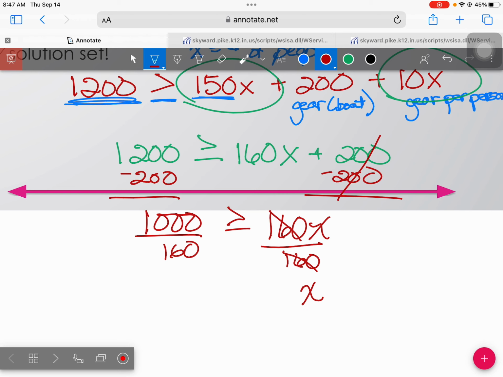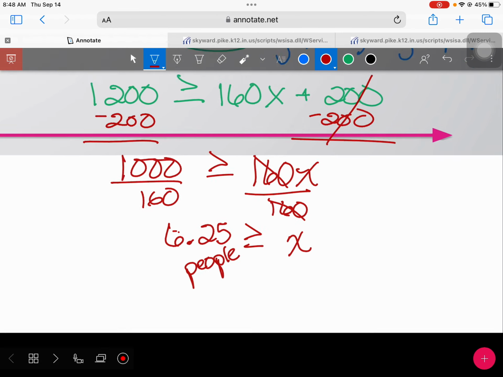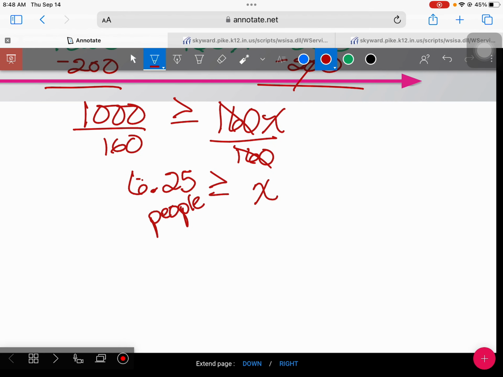And I get x is less than or equal to 6.25. What are we talking about here? People. Have you ever seen a quarter of a person? Yeah, because they probably don't got no legs, no arms. So I'm going to just turn this around. X has to be less than or equal to 6.25, but you are talking about people.